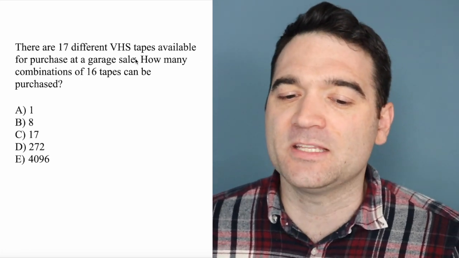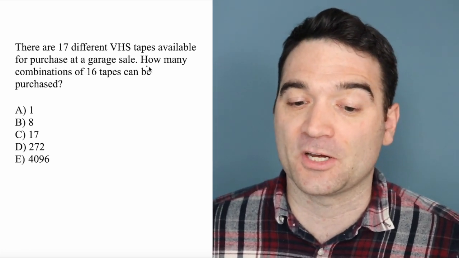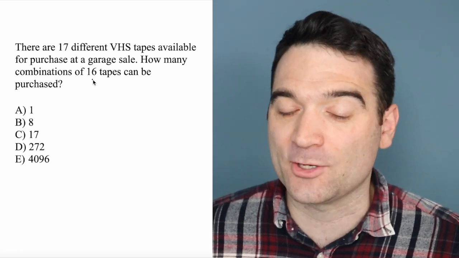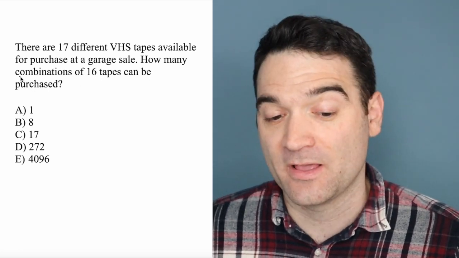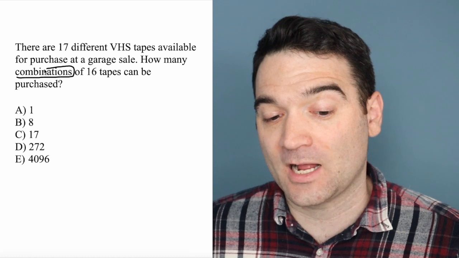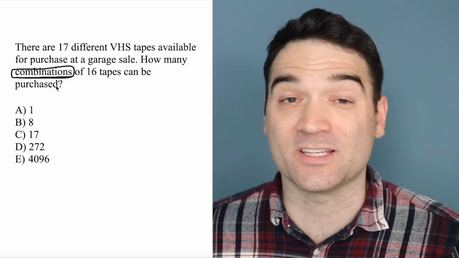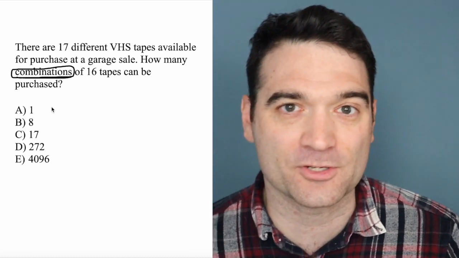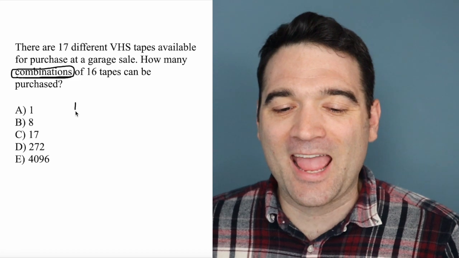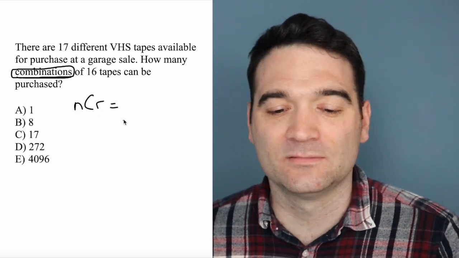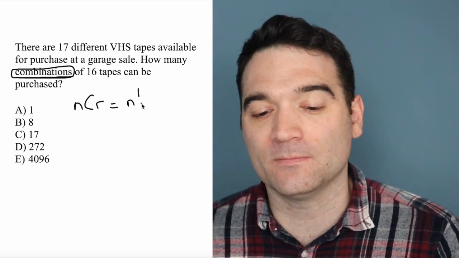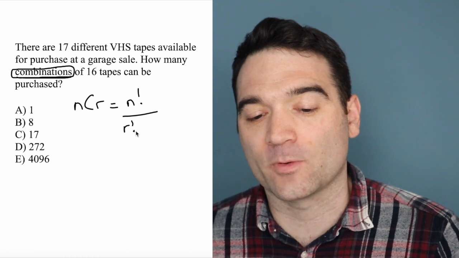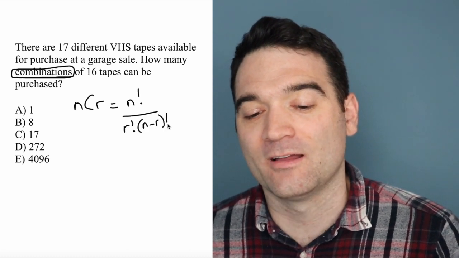There are 17 different VHS tapes available for purchase at a garage sale. How many combinations of 16 tapes can be purchased? The formula for counting combinations is as follows. And it looks a little scary at first, but we'll get through it. nCr equals n factorial over r factorial times (n minus r) factorial.